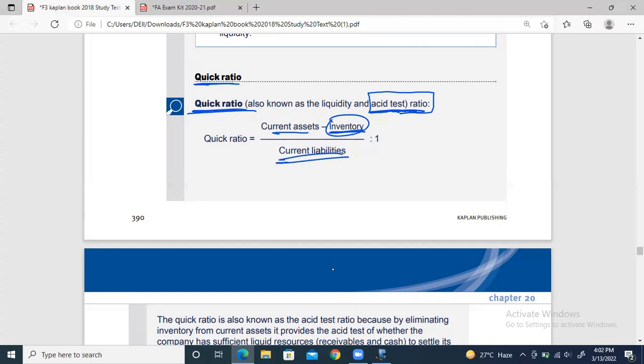So we are just excluding the inventory from the current assets and dividing it by the current liabilities. Why are we taking out the inventory? Because it's called the quick ratio. The quick ratio ignores even the slightest items which take a little bit of time, and inventory is the perfect example of a thing which takes time over here.